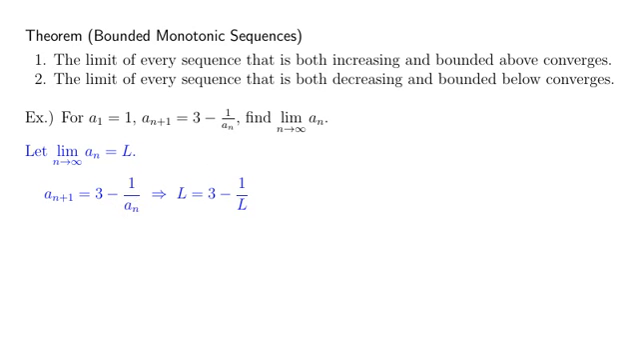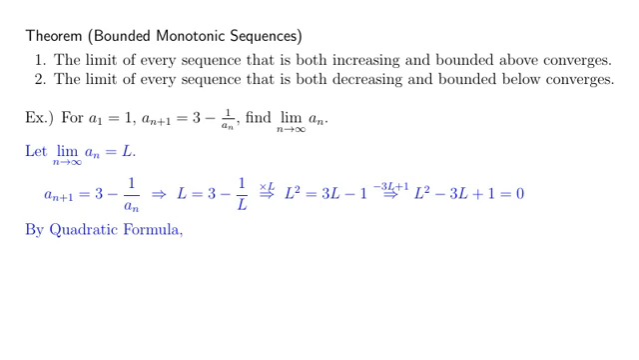To simplify it, first I'm going to multiply both sides of the equation by L. Then I'm going to put all the terms on the left-hand side, so I subtract 3L and add 1. So we have this quadratic equation right here. I'm just going to use the quadratic formula, and we can actually find the L value.